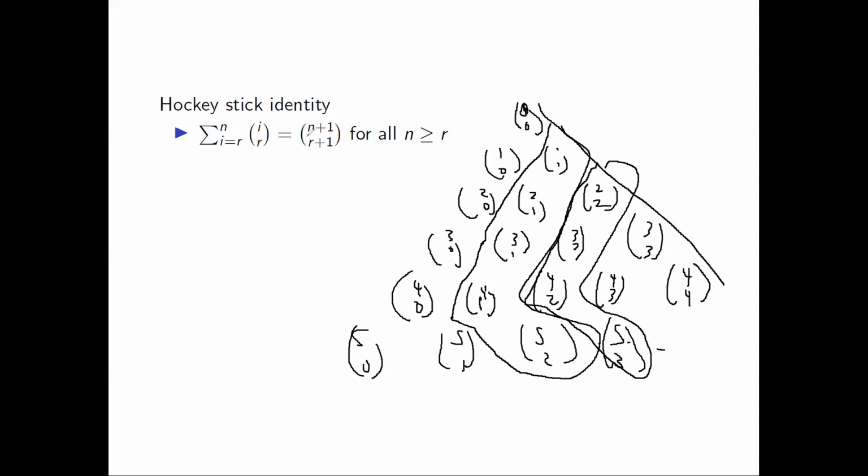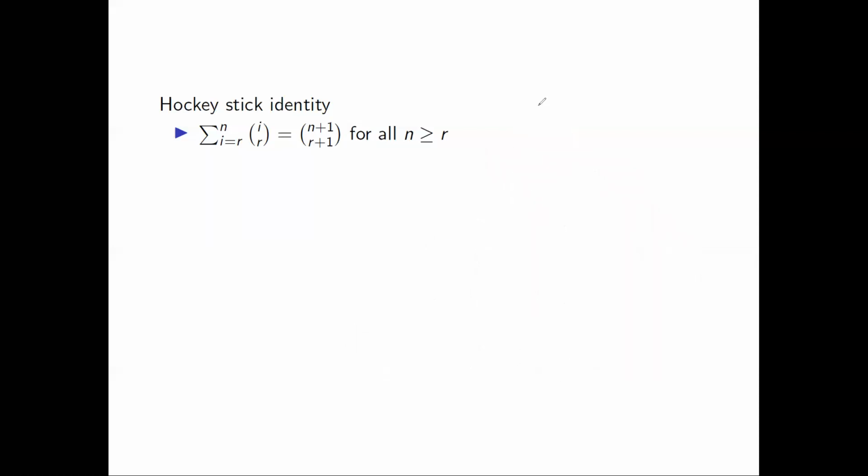So this is what we're going to try to prove, that the sum from i equals R to N of i choose R is equal to N plus 1 choose R plus 1. We can use induction to do a pretty easy proof of this. Our base case will just be N equals R. With N equals R, the summation only has one term. So the sum from i equals R to N of i choose R is just R choose R when N equals R. That's just 1. That's the same as R plus 1 choose R plus 1. So that's our base case.